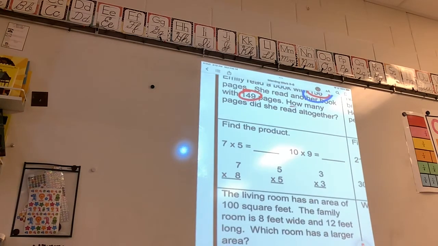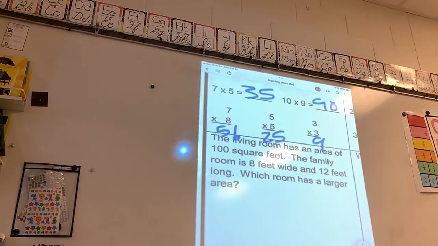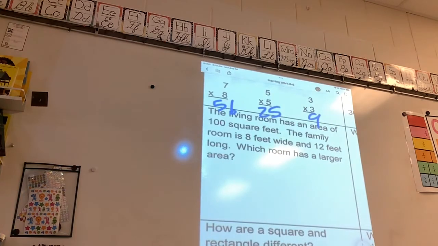Alright, find the product. 7 times 5. 35. 10 times 9. 90. 7 times 8. 56. 5 times 5. 25. And 3 times 3. 9. The living room has an area of 100 square feet. So it already gives you the area. So living room area equals 100.